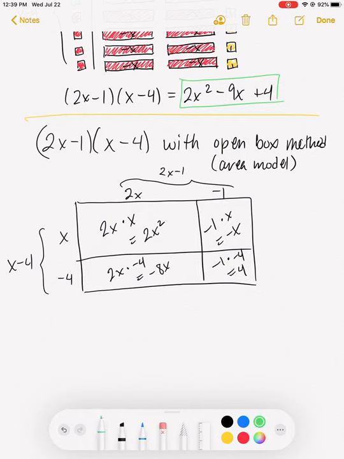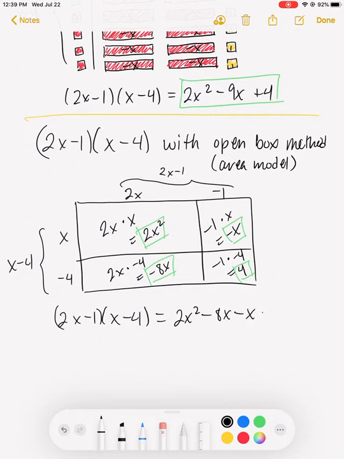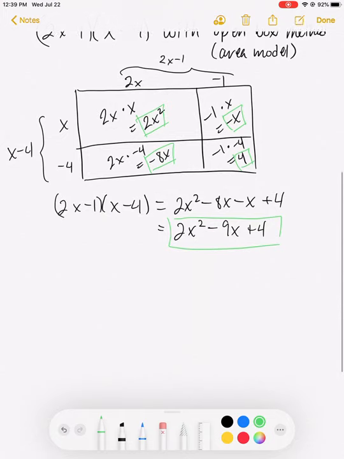Okay, so these parts here are our partial products, and we're going to put them together. So the quantity 2x minus 1 times x minus 4 is equal to 2x squared minus 8x minus x plus 4, which when we simplify the like terms, combining them, we get 2x squared minus 9x plus 4, which is what we have from our algebra tiles setup. Okay, and that's the open box method.